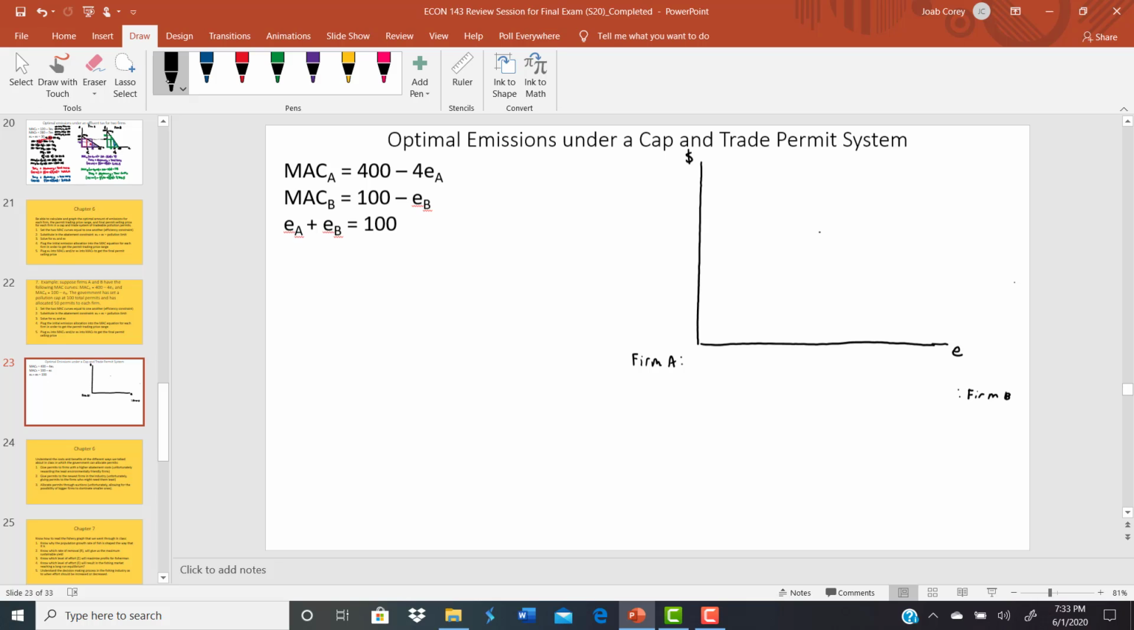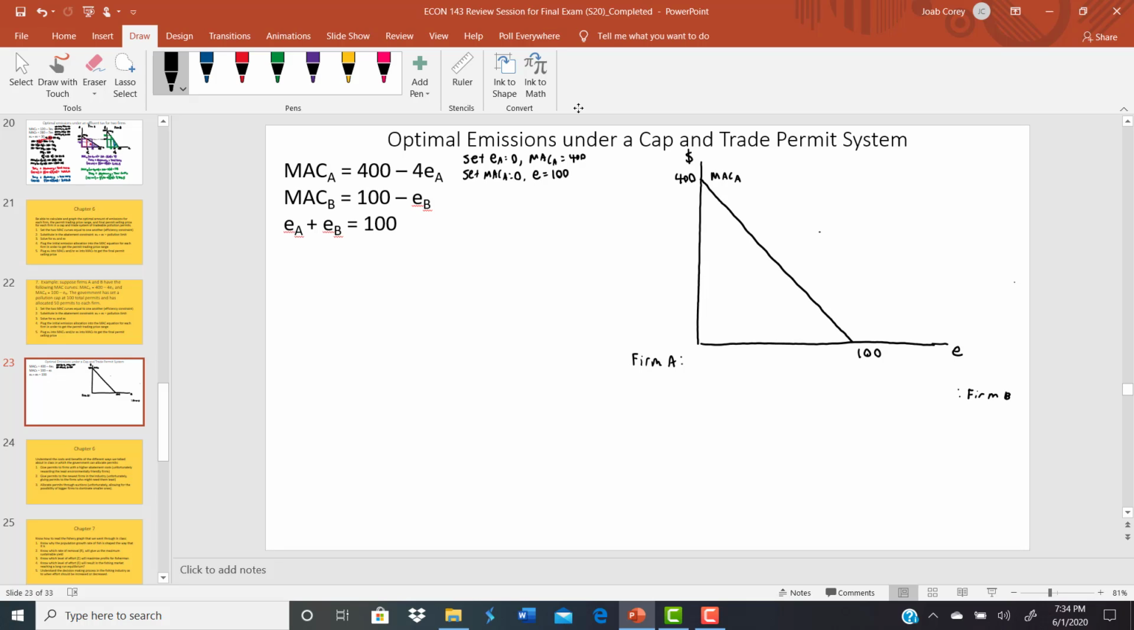So let's start with our marginal abatement cost curve for firm A. It's going to look something like this, again downward sloping from left to right. So this is our MAC sub A. And we can tell exactly where that MAC sub A curve is going to hit the y-axis by setting E sub A equal to 0, where MAC sub A is going to be equal to 400. So that's where that MAC sub A curve is going to be hitting the y-axis here. And then if we set MAC sub A equal to 0 and solve for E, then remember E is going to be equal to 400 divided by 4, or 100 here.